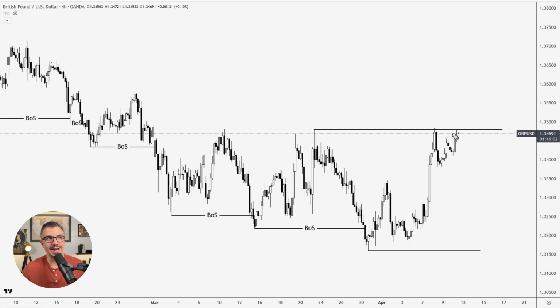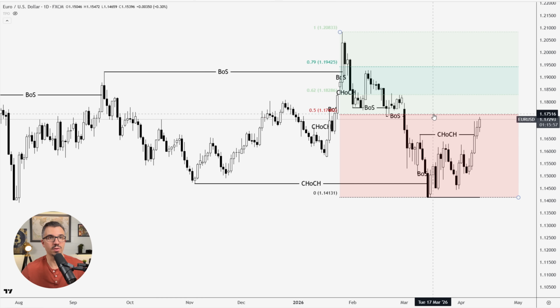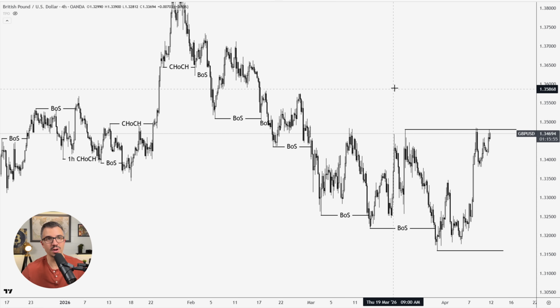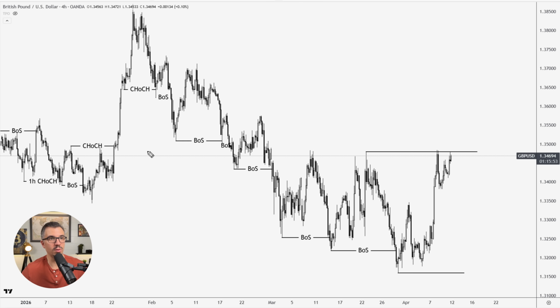But personally, I don't love the structure here nearly as much as I do with the euro, especially if we were to get that change of character, because the problem is if we were to move above these highs back here and get a fresh change of character up here, and then you're looking for shorts, the problem is you're shorting right after a change of character, okay? And keep in mind too, we do have this imbalance back here for the pound, and really the same thing for the euro.